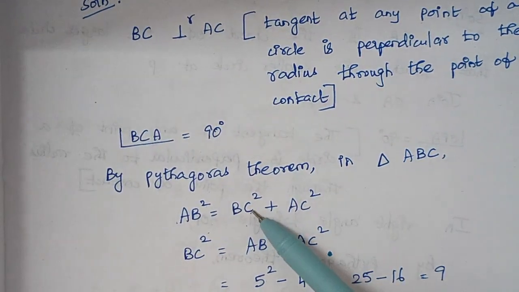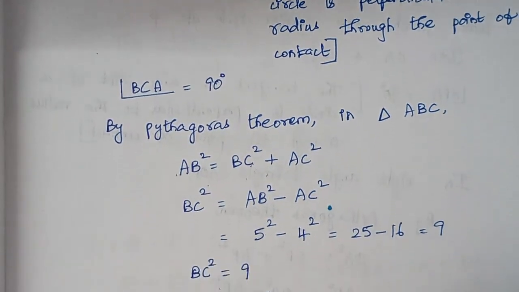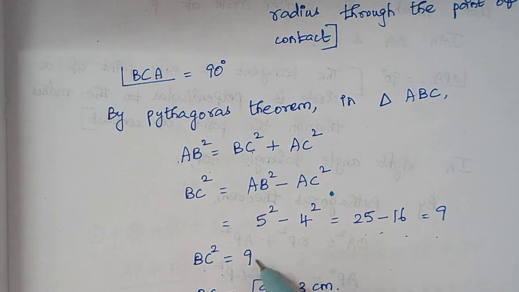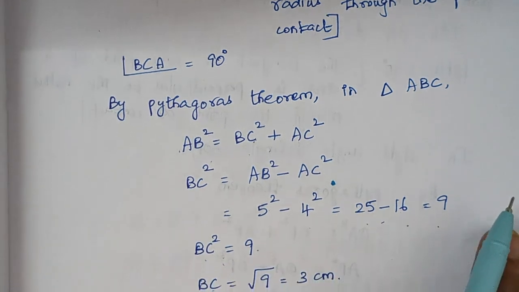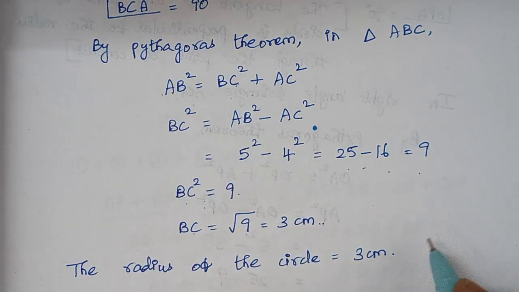So BC square is nothing but AB square minus AC square. We know the value of AB and AC. So just substitute. 25 minus 16 gives you 9. So BC square is 9. Therefore we have to find BC. So square root of 9 is 3. Therefore the radius of the circle is 3 centimeter.